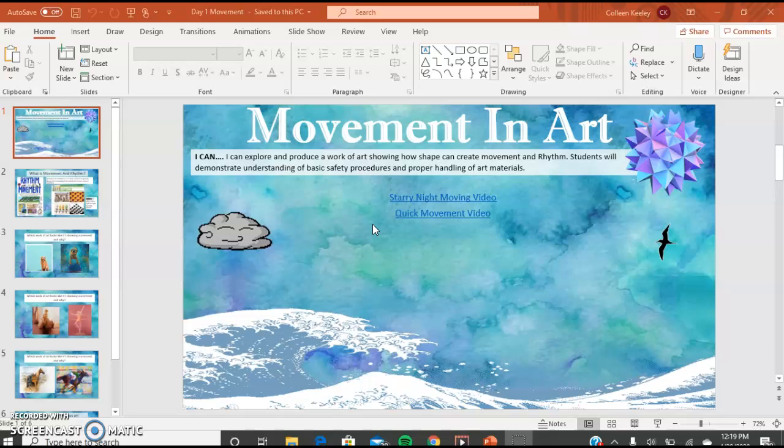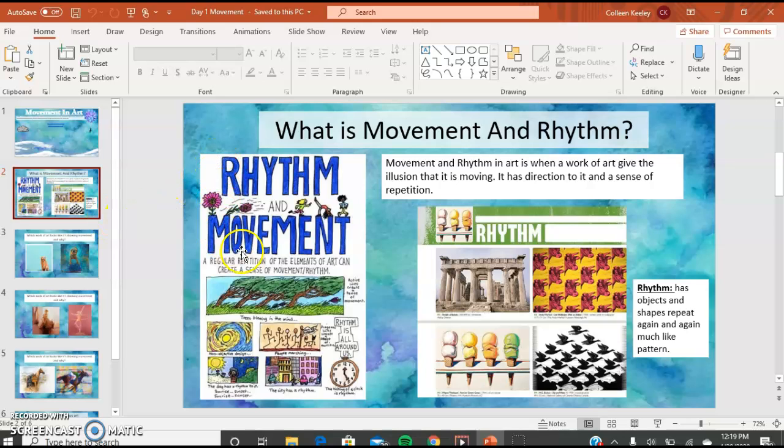So I can think back to when I learned about movement in art, and I was like, well, how does art move? And so I'm going to show you guys this page here. Art doesn't actually move unless it's a sculpture or something that is designed to actually move, but rather it shows the illusion that it's moving. So it looks like it's moving even though it's not.